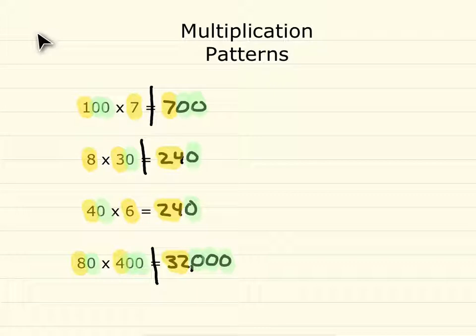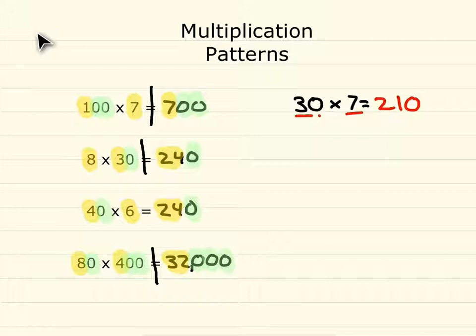So let's take 30 times 7. Well, what math fact do you see first? The math fact I see is 3 times 7. And 3 times 7 is 21. And now we have to count our zeros. We have 1 zero on the left side, so we need to put 1 zero on the right side. So 30 times 7 is 210.